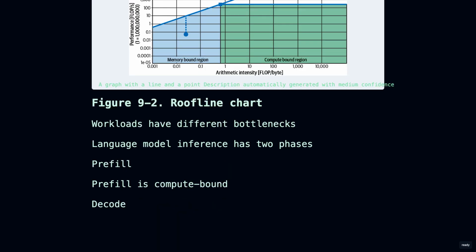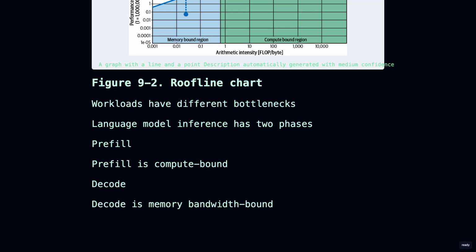Next comes decode, where the model generates the answer token by token. This phase behaves very differently from prefill. During decoding, the system keeps loading large model weights and other data into the GPU. The pace is then limited by how quickly memory can feed the chip, so decode is memory bandwidth bound.